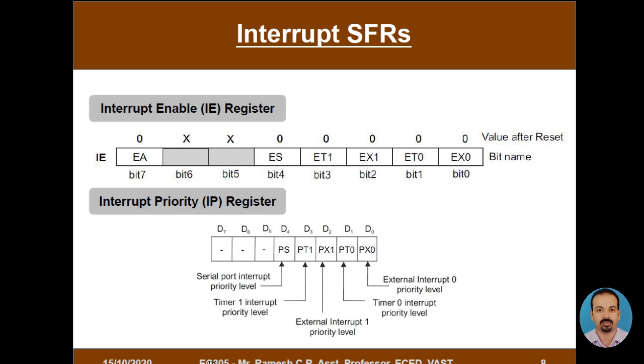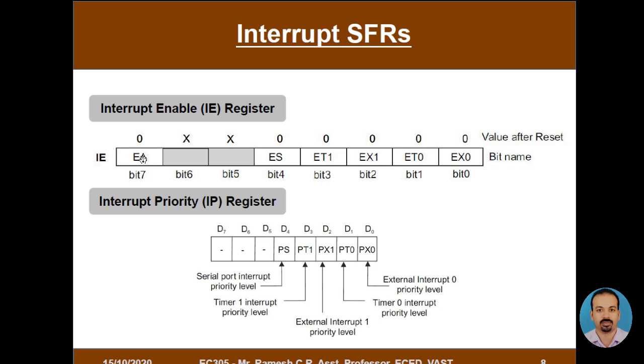So now let's discuss the special function registers required for the interrupt prevention. The first one is the interrupt enable register. So here we can see that it is an 8-bit register, and out of these 8 bits, bit 5 and bit 6 are reserved, and we have the remaining bits. Okay, so by default the value of each of these bits will be 0, and this special function register is bit addressable.